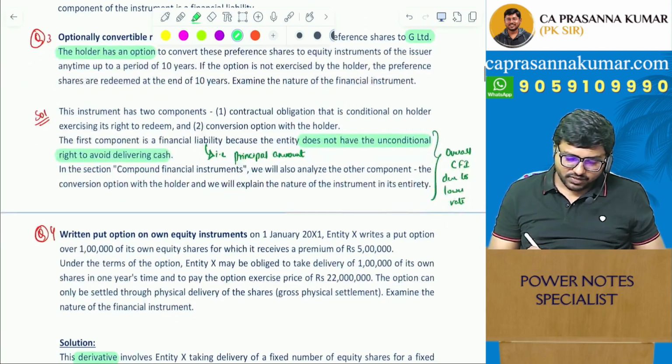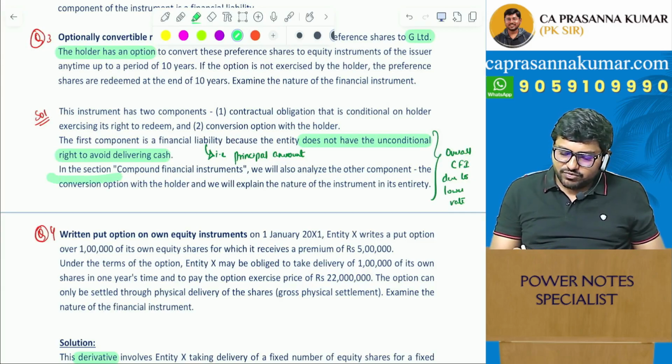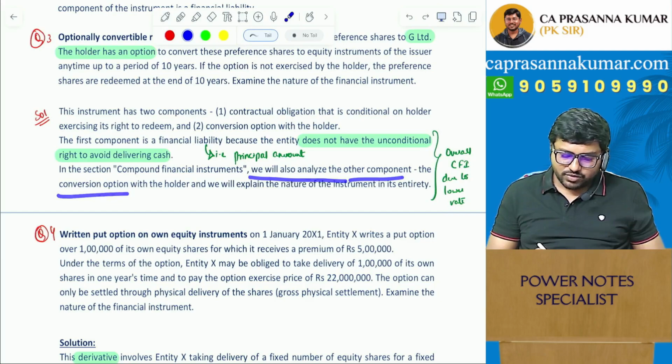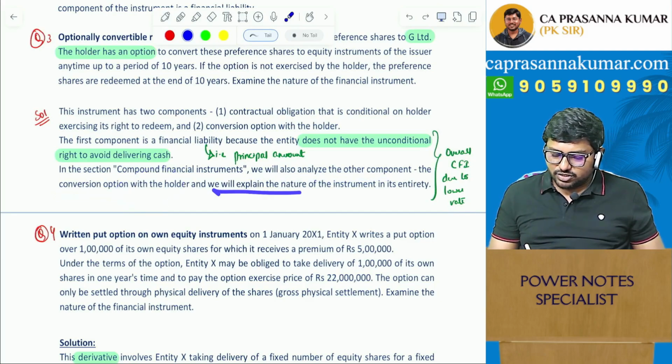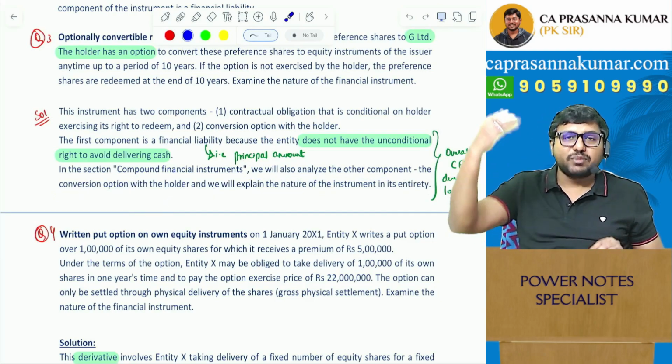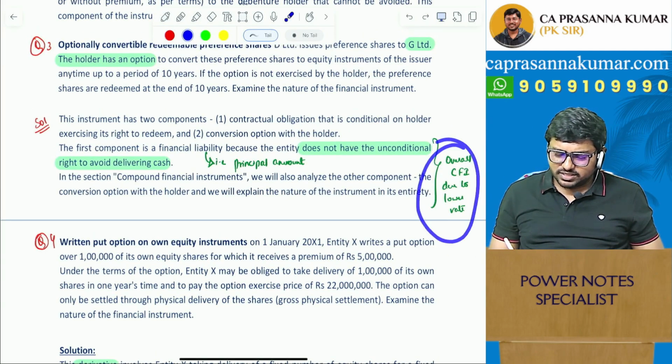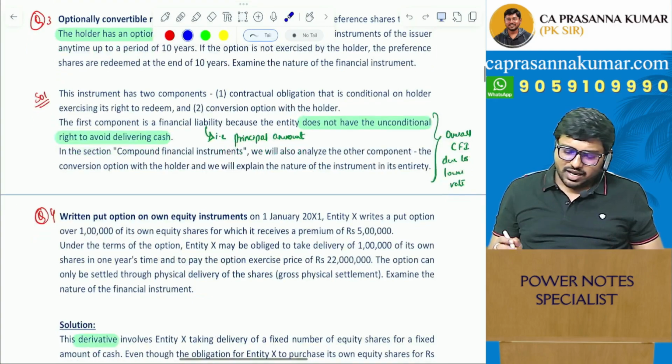Simple. In the section compound financial instruments, we will also analyze the other component, the conversion option with the holder, and we will explain the nature of the instrument in its entirety, which means from the perspective of the holder as well. Okay. Overall, it's a CFI due to the lower rate of interest. That we will see later.